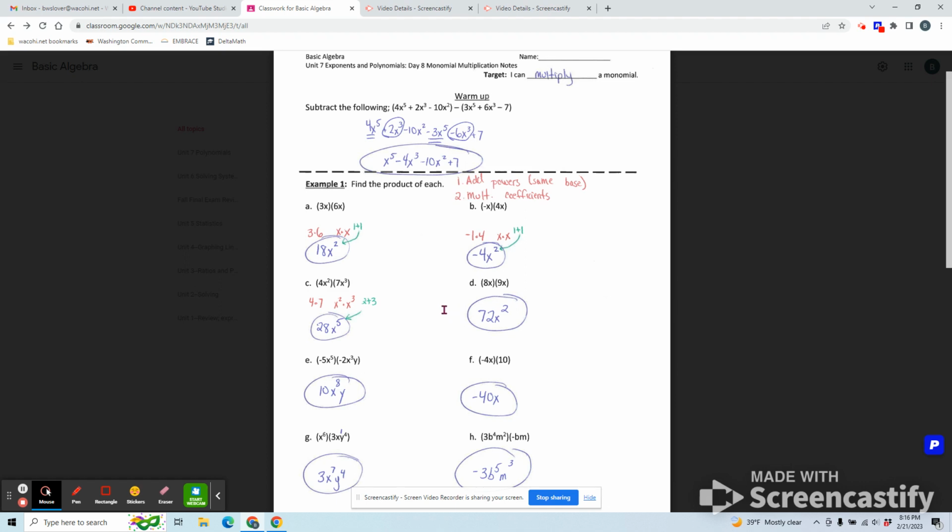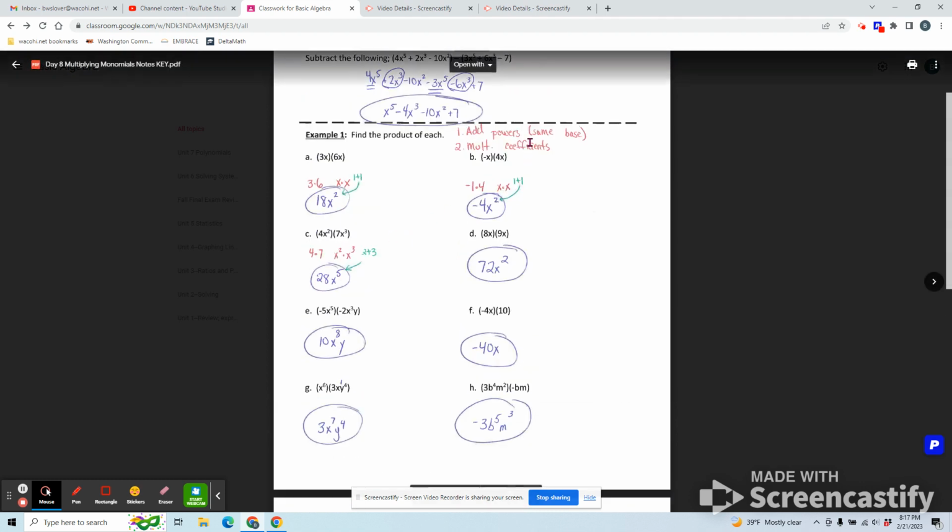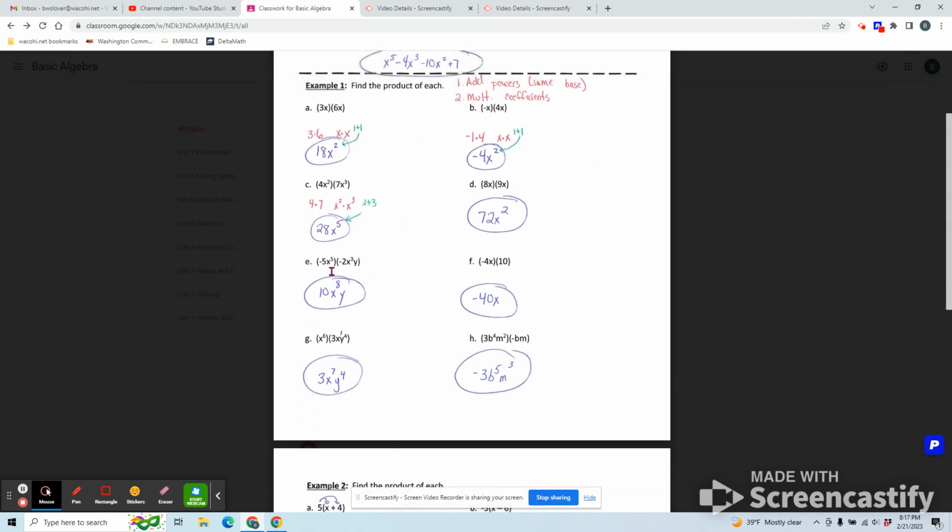Okay, letter D is very similar. Letter E, now I'm adding in another variable, but I'm not changing what I'm doing. I'm multiplying my coefficients. -5 times -2 is 10. Now this time I have to make sure that I only add the powers that have the same base, aka they're the same letter. x to the fifth and x cubed, those are the same letter. So I do 5 plus 3 to give me the x to the eighth. And then the y is just there. It doesn't have anything else to combine with.